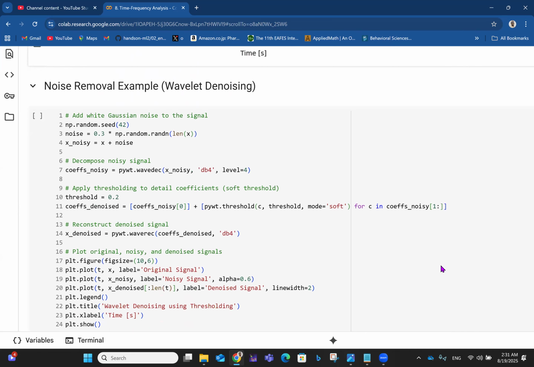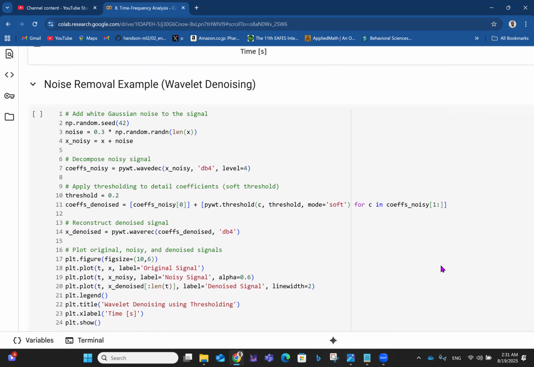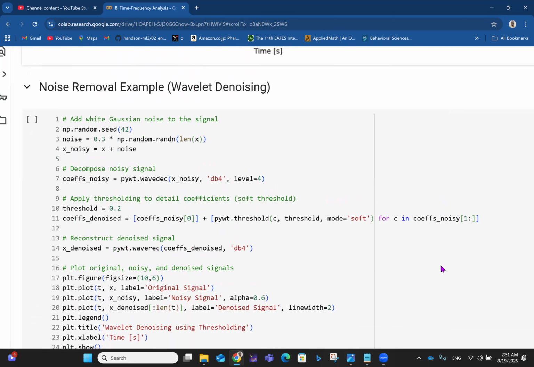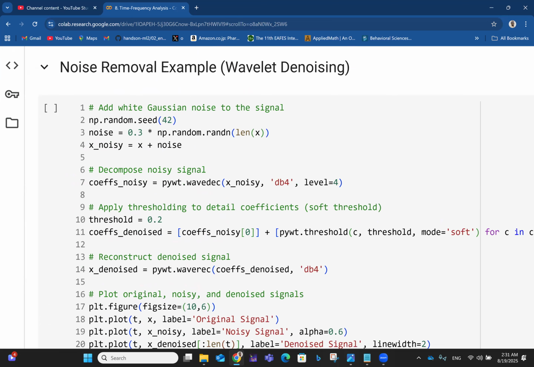Then we can also do noise removal, right? That's wavelet denoising. So how does that work? So you want to add white Gaussian noise to the signal, for instance. So you can have random seed because we want to add random noise, right? We do random seed to make sure that it is reproducible each time. Because if the line is not there, each time you run the code, you're going to get another value entirely for the noise. So that's why the seeding is important.